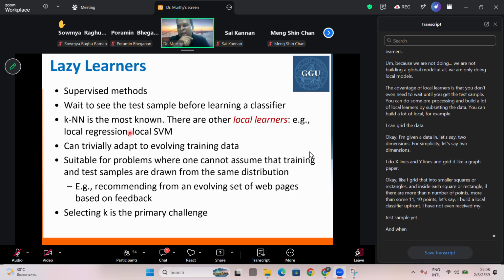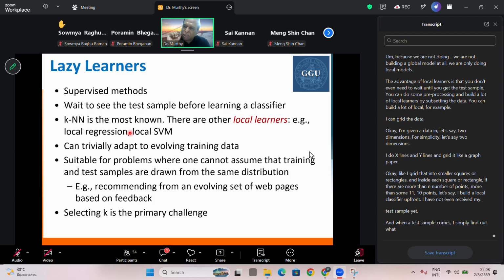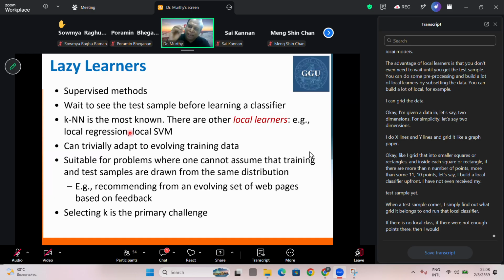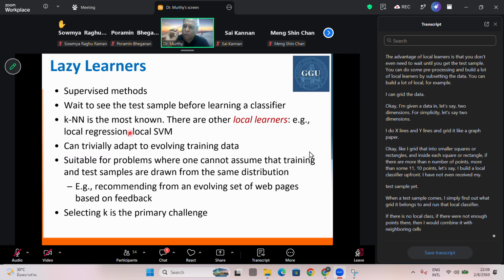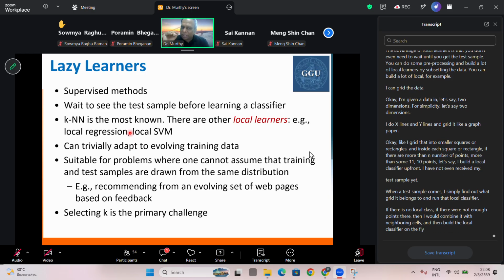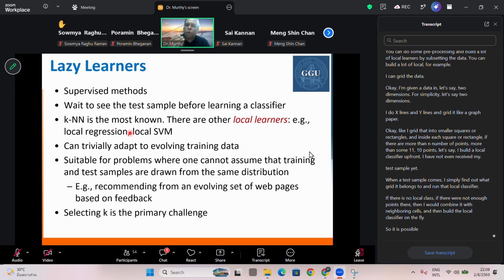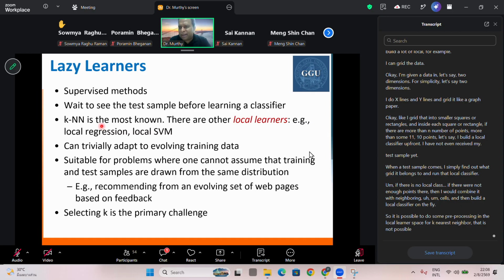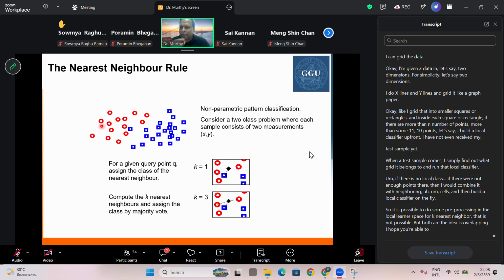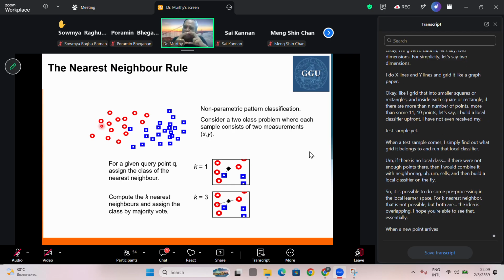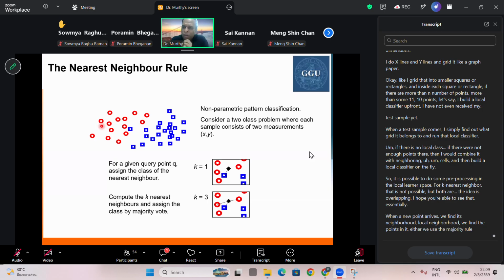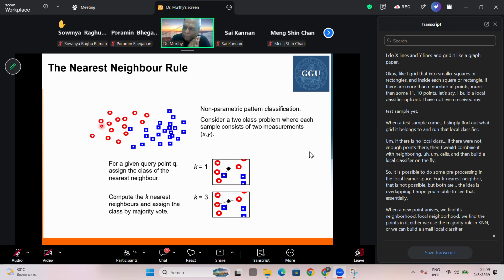And when a test sample comes, I simply find out what grid it belongs to and run that local classifier. If there were not enough points there, then I would combine it with neighboring cells and build a local classifier on the fly. So it is possible to do some pre-processing in the local learner space. For k nearest neighbor, that is not possible, but the idea is overlapping. When a new point arrives, we find its local neighborhood and the points in it. Either we use the majority rule in KNN, or we can build a small local classifier and classify it.